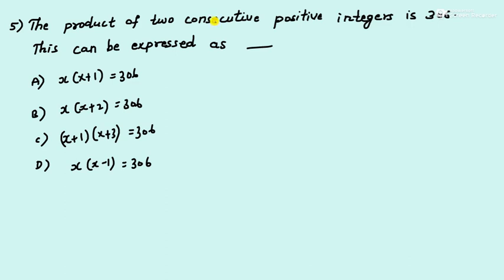The product of two consecutive positive integers is 306. Okay, two consecutive positive integers. So what do you mean by consecutive? If I write 1 2 3 4, so 1 and 2, 2 is consecutive of 1, 3 is consecutive of 2. And in positive, if I take -1, -2, this becomes negative. So we need positive integers.